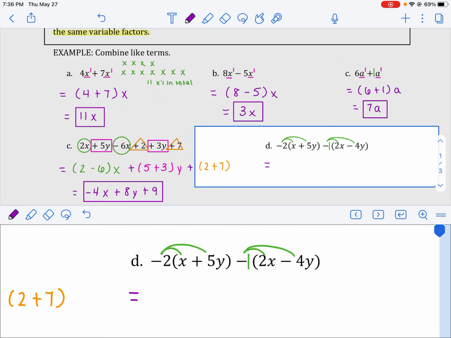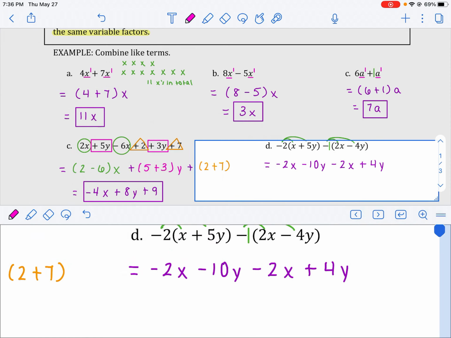So we've got negative 2 times x makes a negative 2x. Notice that I'm showing a little bit less work than what we were doing in 4.1. You can do some of that in your head. If you need to show all of the steps, then feel free to do so. Negative 2 times 5 makes a negative 10, and the 5 had a y on it, so I'll carry down that y. Negative 1 times 2x makes a negative 2x. And negative 1 times negative 4y makes a positive 4y. We just had to change the signs in that second set of parentheses.